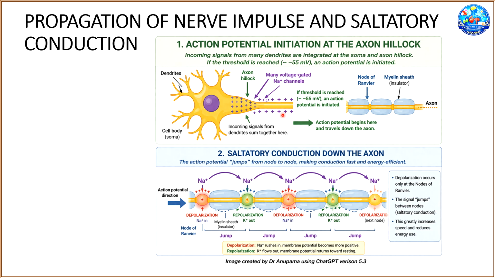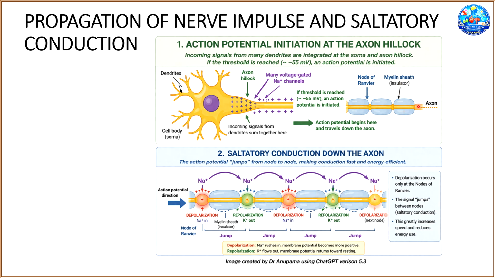The axon in myelinated fibers is covered by a myelin sheath, which is formed by the Schwann cells in the peripheral nervous system. In the central nervous system, it is the oligodendrocytes that form the myelin sheath. This sheath acts as an electrical insulator that prevents leakage of ions, and it increases the resistance of the membrane. The interruptions in the myelin sheath we call the nodes of Ranvier.